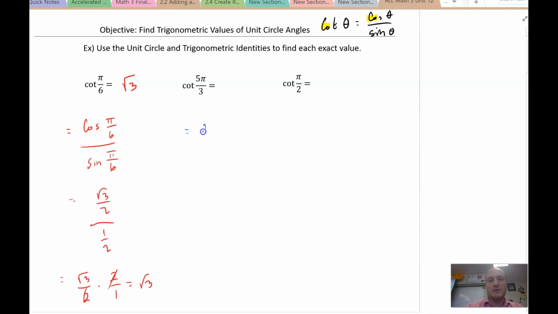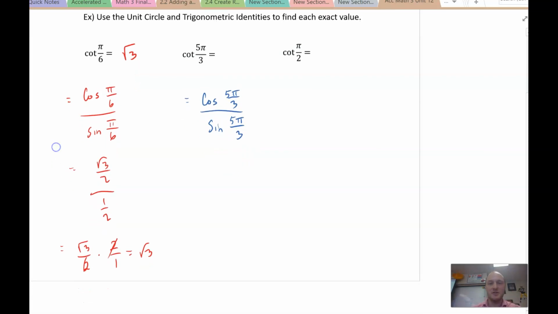Cotangent of 5 pi over 3. Okay, cosine of 5 pi over 3. This is so easy. I'm glad this is easy, right? You just need to know your identities. Flashcards will totally help you out with this. Okay, cosine of 5 pi over 3. Again, this is a pi third angle in quadrant 4, right? It almost makes 2 pi, 5 pi over 3. So 2 pi, or it would be 1 back. So we're in quadrant 4.